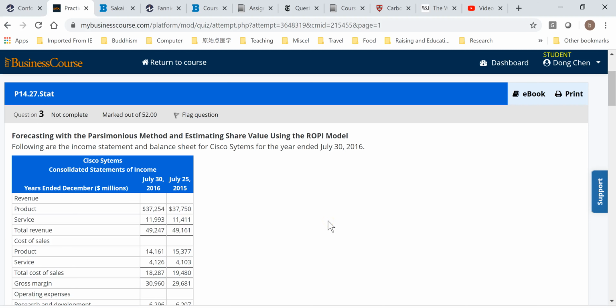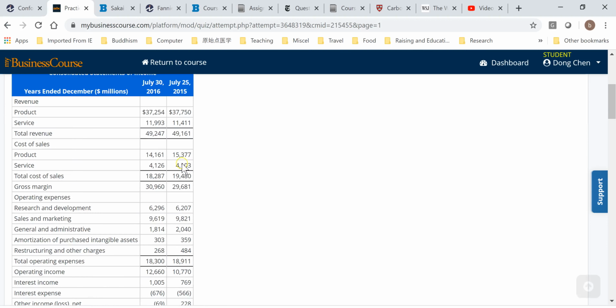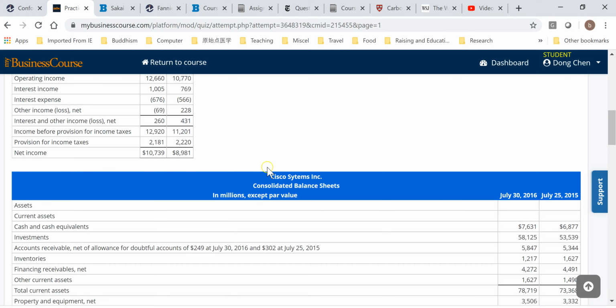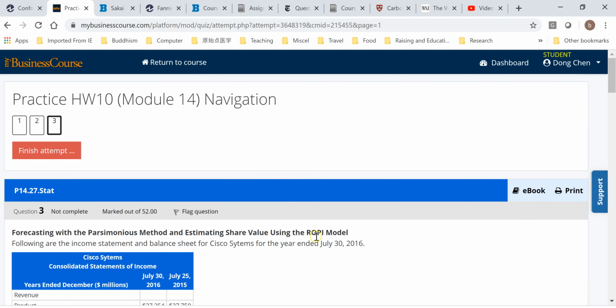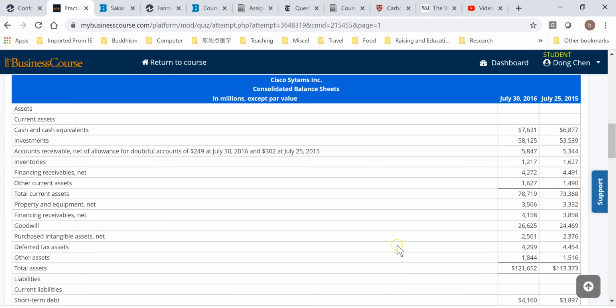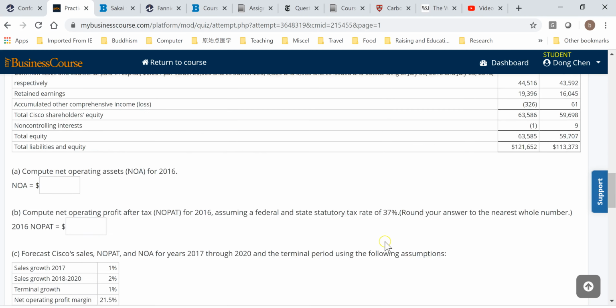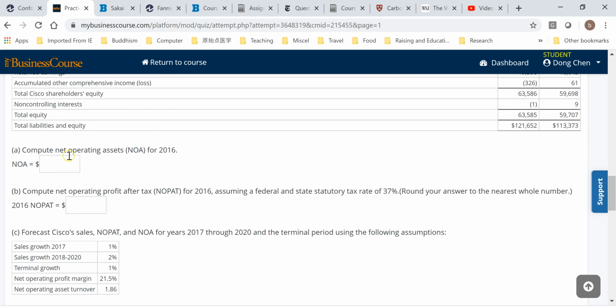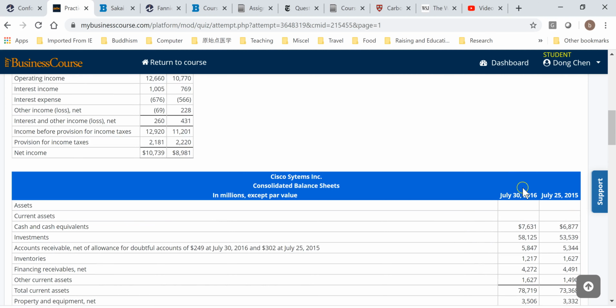This is question number 3 on practice homework 10 for module 14. So this is a very standard question on using the residual operating income model to do the forecasting and valuation of the equity. So part A asks us to calculate net operating assets for the most recent year, which is 2016.